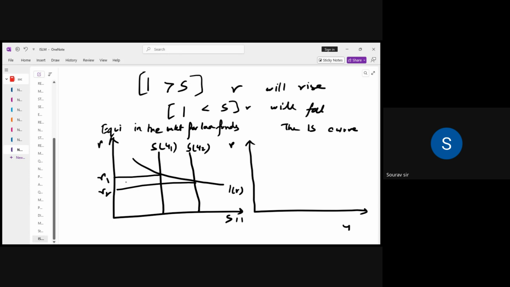I will explain once I finish with the diagram. Let me write it here. This is S, this is one. And in the next diagram, the IS curve, we get it determined from here. This will be a straight one.